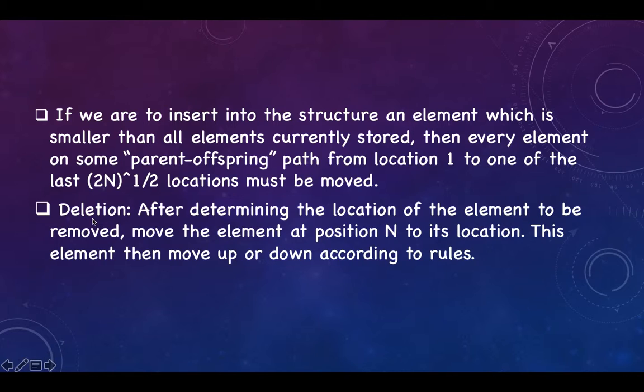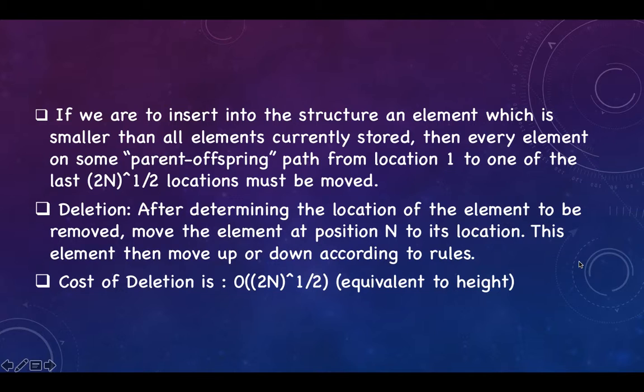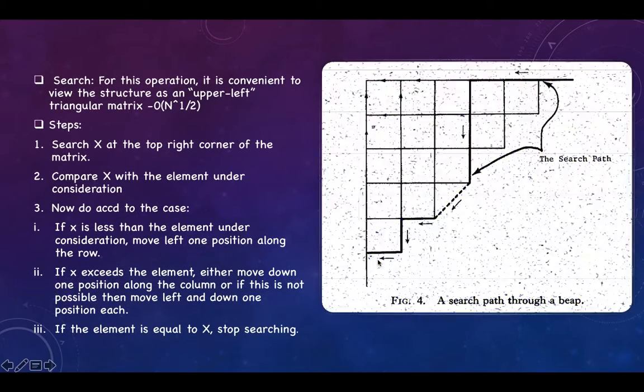So about the deletion operation, after determining the location of the element to be removed, move the element at the nth position to its location, and then this element can be moved up or down according to the structure of the BEAP. So the cost of deletion is order of square root of 2n, which is equivalent to its height.